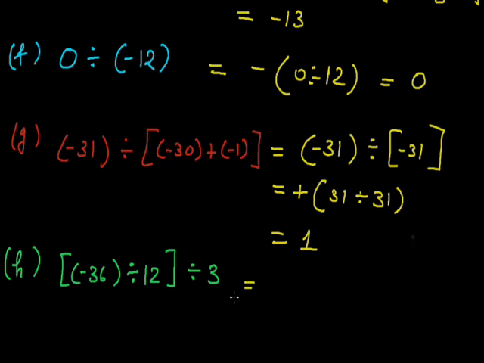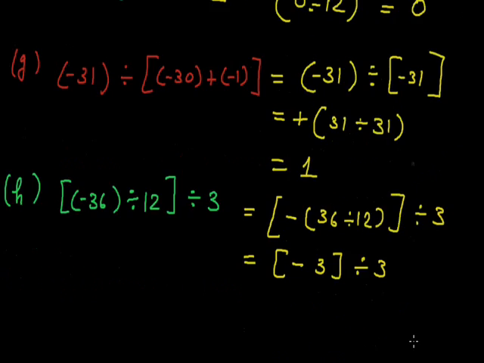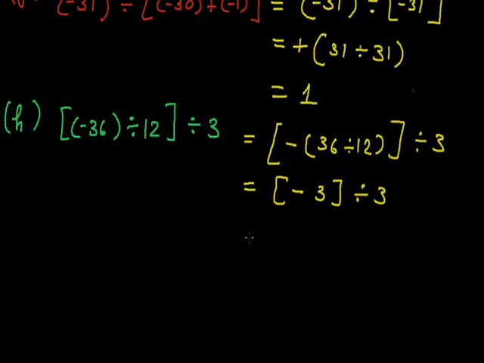Again here, first we will simplify this. Minus 36 divided by 12. Now 36 has a minus sign, so it will be minus 36 divided by 12 and the whole divided by 3. So it is equal to minus 3 divided by 3. Now you have here minus 3 and 3, both the numbers are the same. So when a number is divided by itself, you get 1.